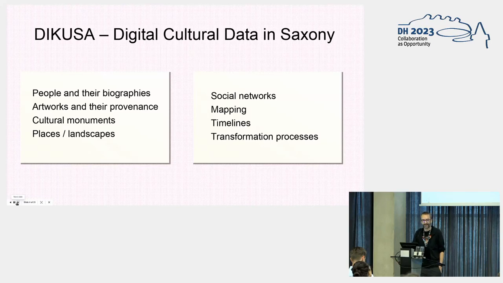Generally speaking, we are dealing with data about people and their biographies, about artworks and their provenance, cultural monuments, places and landscapes. So we will build social networks, map data, collect geographical information, build timelines, and try to represent transformation processes of people, objects, and places in time.